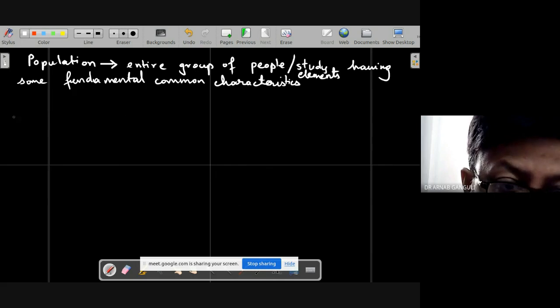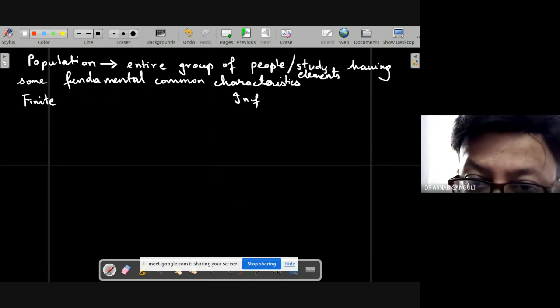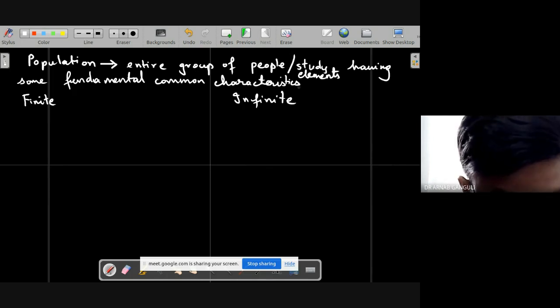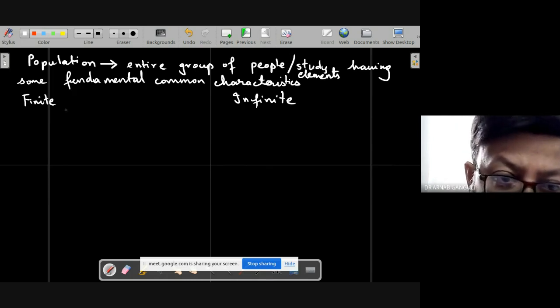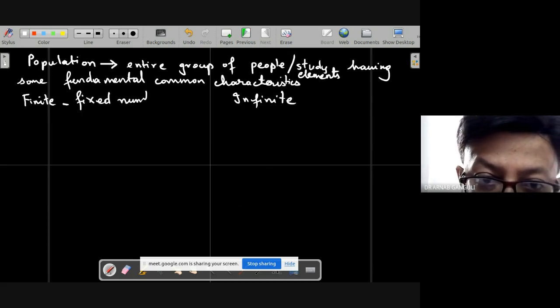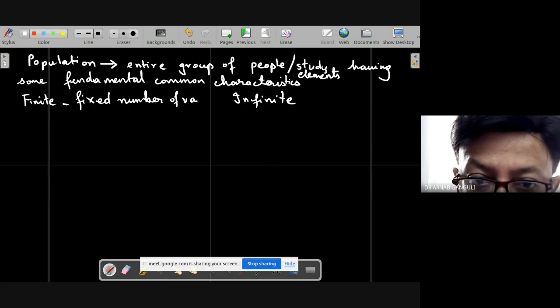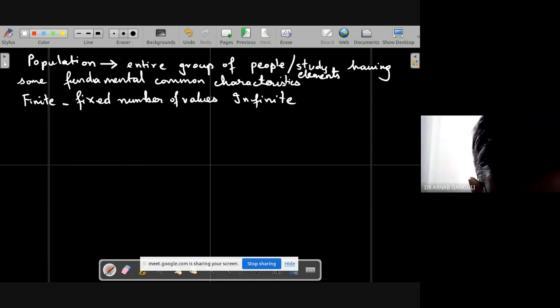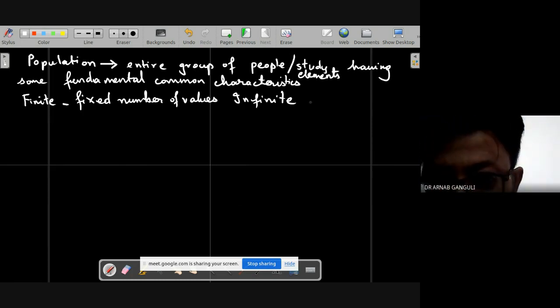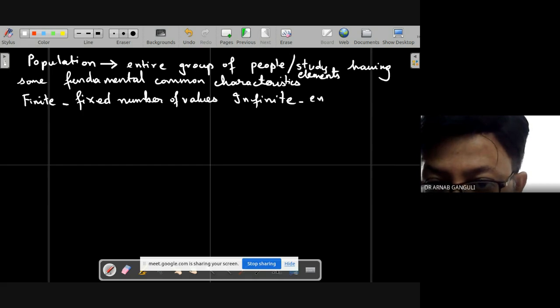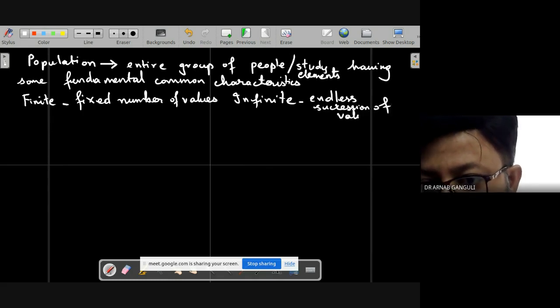So this population can be finite and infinite. Finite has got a fixed number of values, and infinite has got an endless succession of values. It goes on till infinity.